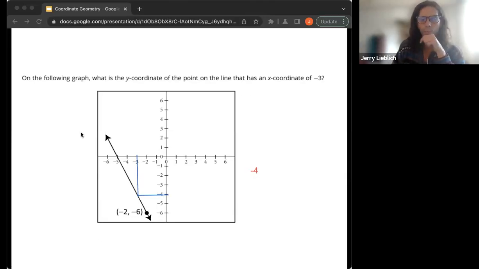This is a little more straightforward than the kind of thing you'll see on the GRE. But again, this is just to make sure we understand the concept of how to read the coordinate plane. Now, let's get into some GRE problems.